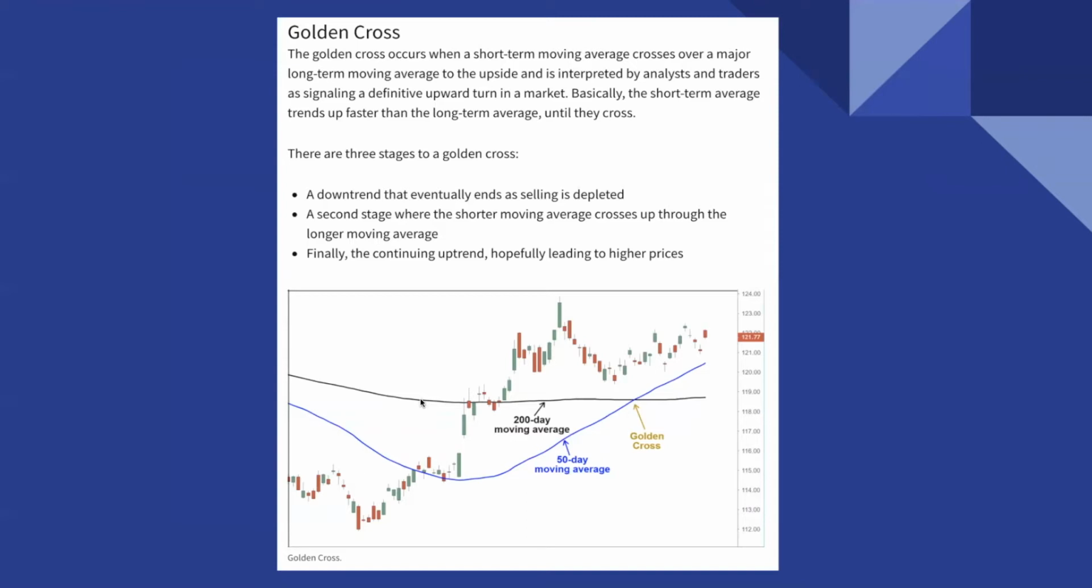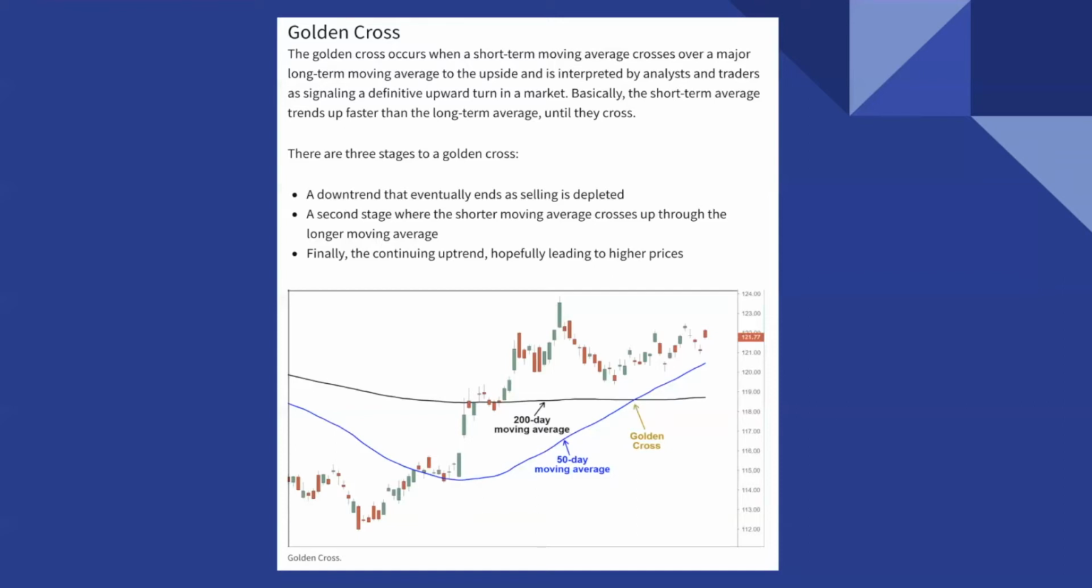But then, in theory, if the 50 days moving average crosses from the bottom to the top over the 200 moving average, we call it a golden cross. Here is a golden cross. So if we see the golden cross, that will indicate to us that it is a good time to buy.